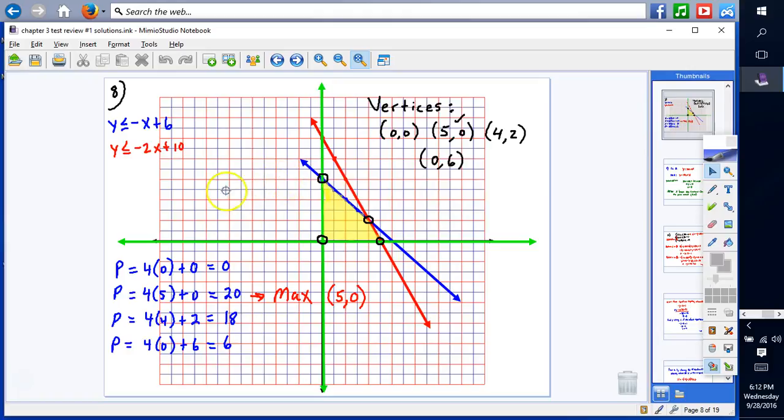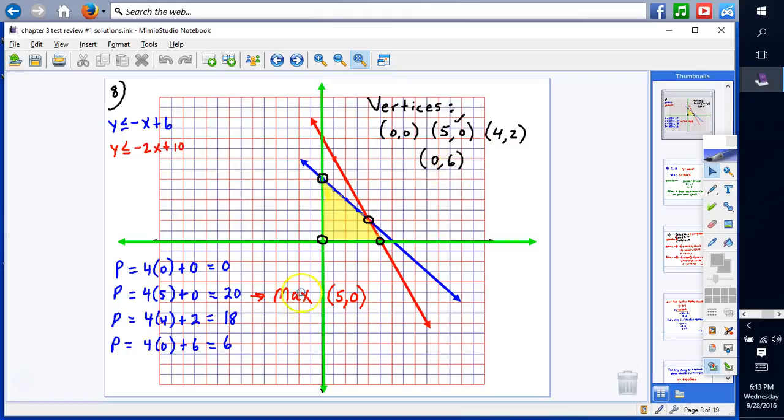So anyway, you saw how we drew the lines and how we did the shading, and now we're going to name the vertices. Okay, so again, vertices are on the edge of the feasible region, the yellow or gold region, and where two or more lines cross each other. So you would not identify where blue and green cross each other as a vertex, because that's not on the feasible region.